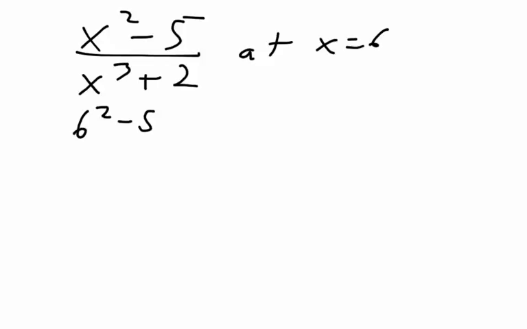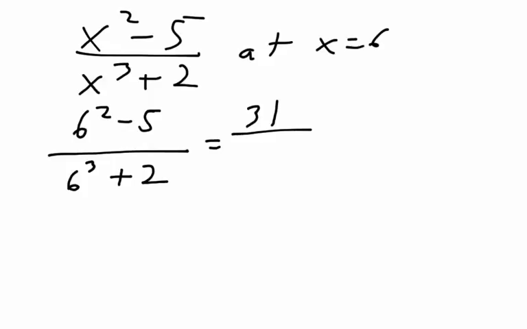So in problem number 1, the first thing I'm going to do is plug in the value that they gave me, which in this case was 6. So that's 31 over 218 on the bottom. And since we didn't get a 0 on the bottom, this is just a number. The answer is continuous.